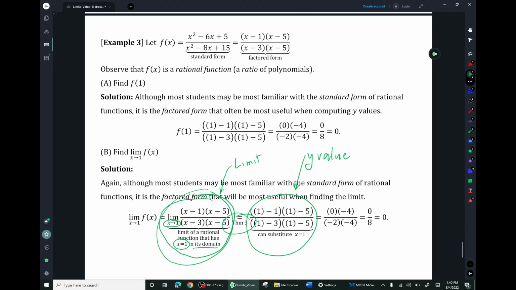Well, when we compute the y value, we again get 0 over 8, which is just 0. That's the same computation that we did up here. So this is another example where we find a limit, and it turns out that the value of the limit is just the same as the y value.